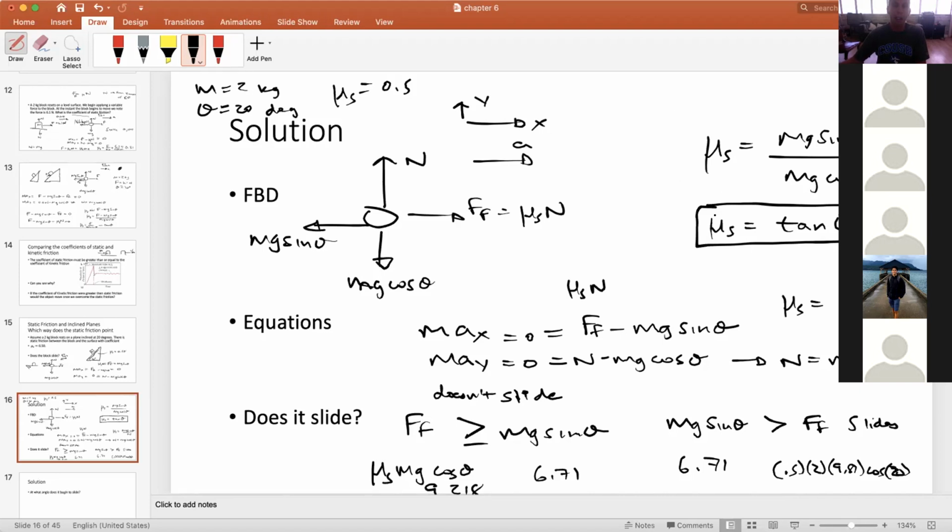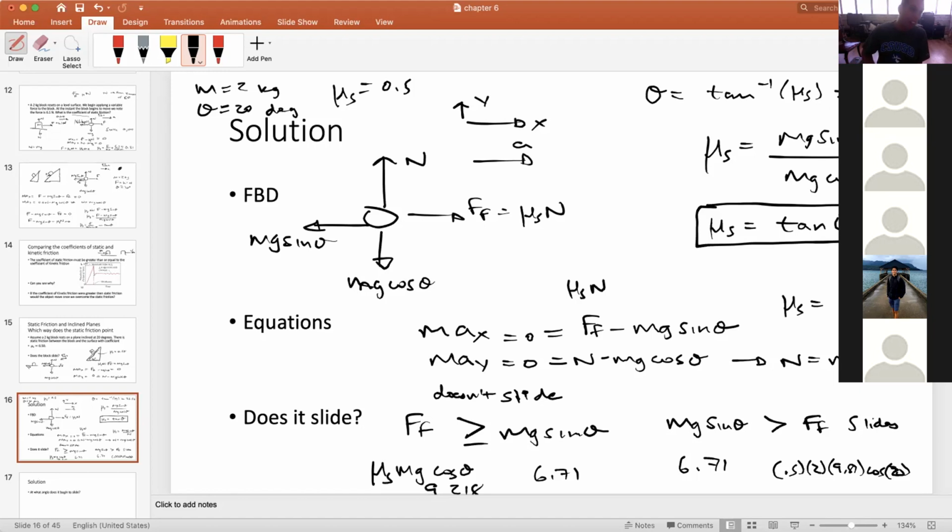What angle would it have to be for it to slide? We could actually find that by doing arctan of mu s. And arctan of 0.5 is 26.56 degrees. Now, that's a little weird to think about, but basically, it would have to be at least 26.56 degrees in order to slide.